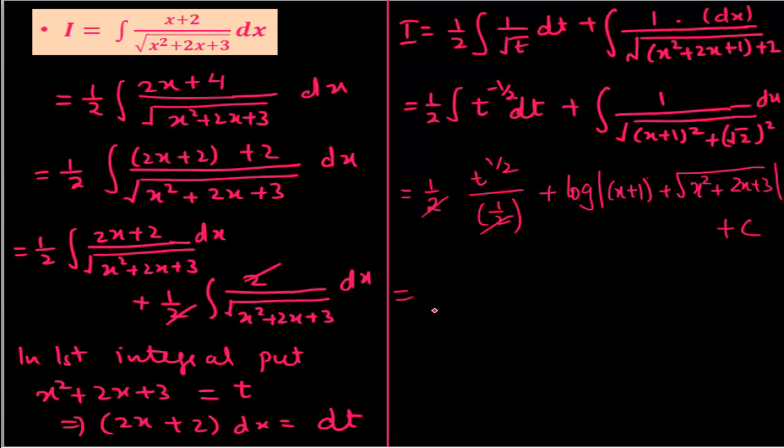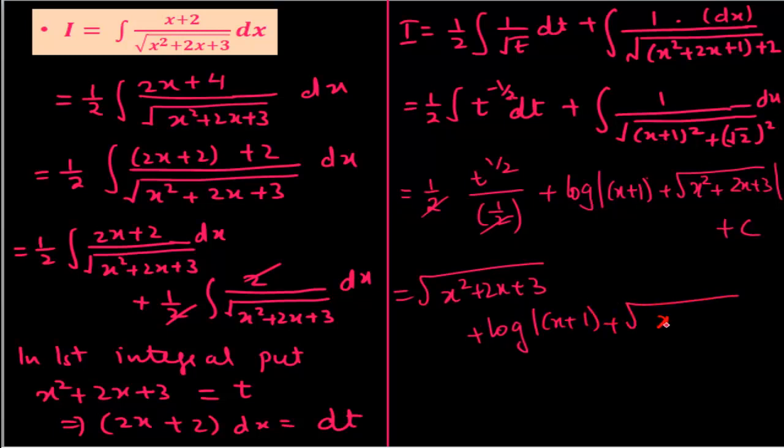Now putting the value of t here, because it is t with exponent 1 by 2, we can write it as square root of t, and t is, you can see the substitution, x square plus 2x plus 3. So t is substituted, and the later part is log modulus of x plus 1 plus square root of x square plus 2x plus 3, and the constant of integration.